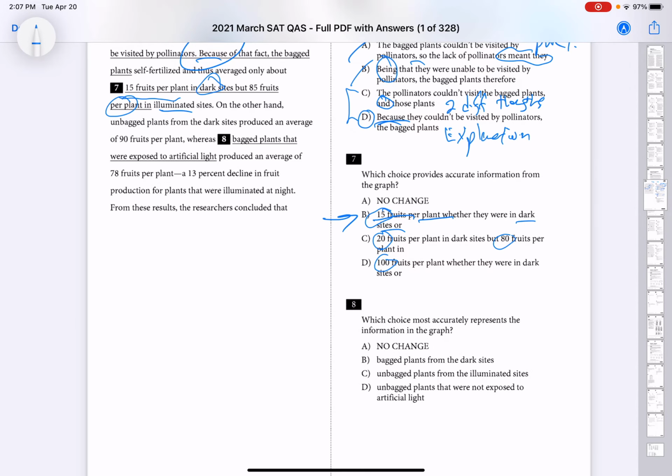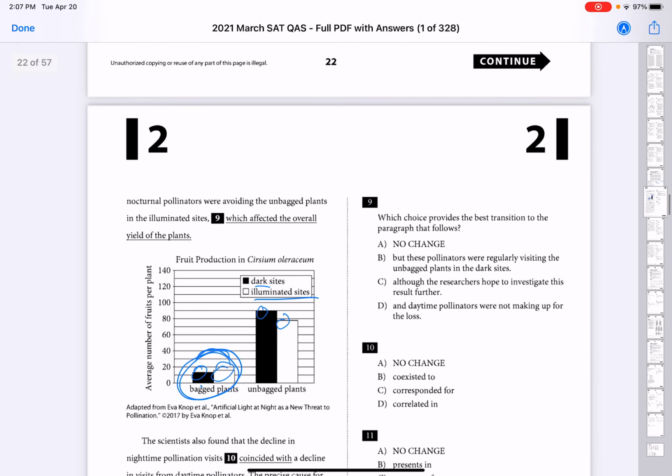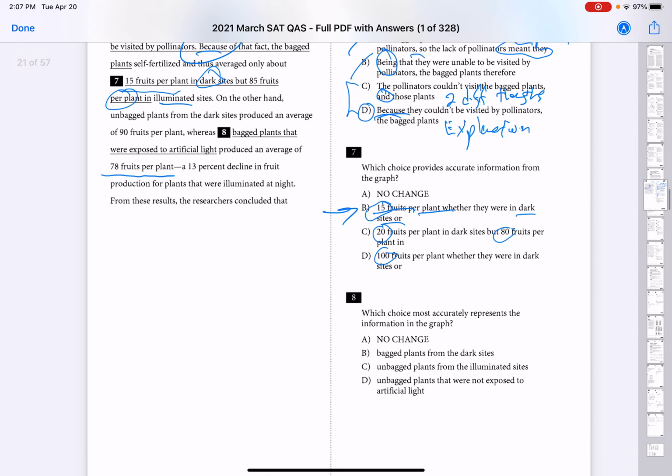All right, number 8. It says, on the other hand, unbagged plants from the dark sites produce an average of 90 fruits per plant, whereas bag plants that we're supposed to produce an average of 78 fruits per plant. Okay, so we're looking for what produces 78 fruits per plant. So if we look at this over here, 78 looks like it should be this one, and that will be unbagged illuminated. So which one shows unbagged illuminated? So for number 8, the answer choice should be C.